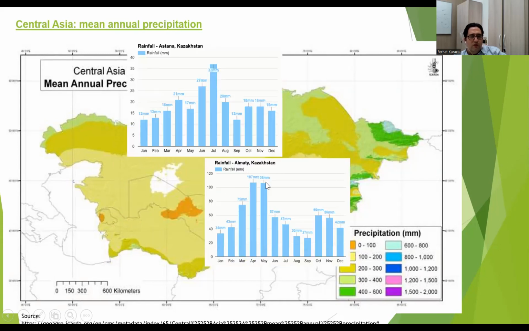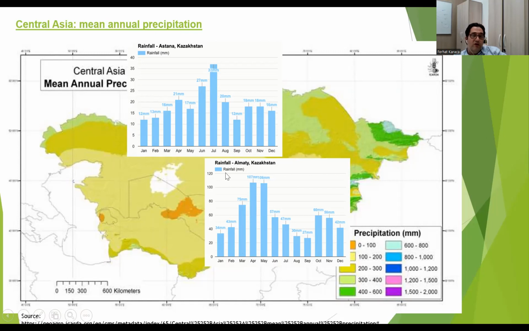And have a look at that. These are two different datasets on an annual basis. This is Almaty, this is Astana. It means that there are different precipitation patterns in the cities. For example, Astana experiences the highest amount of rain in June and July, starting from April, but it enjoys a good amount of precipitation all year. However, Almaty experiences the highest amount of precipitation in the spring, between April and May.